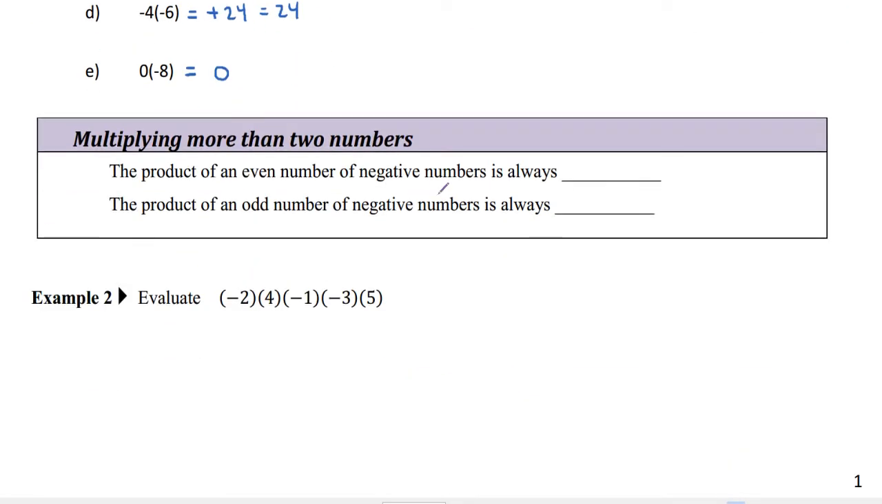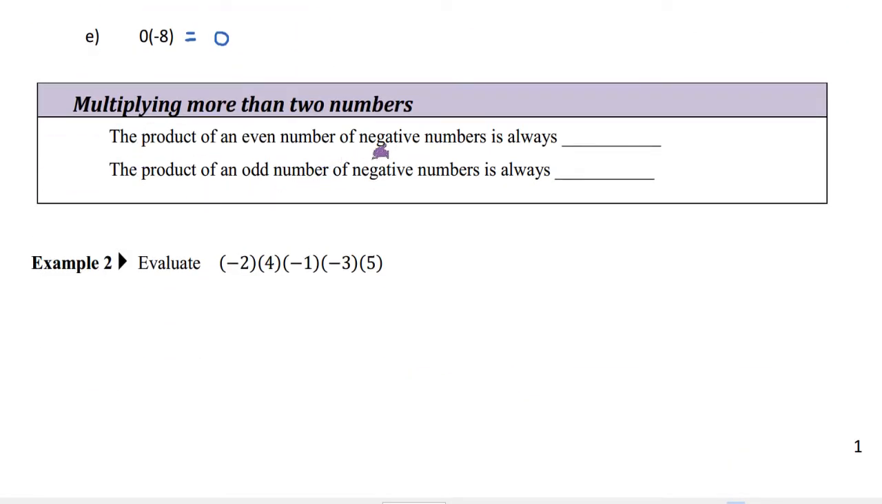More generally, if we continue this idea, the product of an even number of negative numbers, well, then that will be positive. So if you have an even number of negatives, that'll be positive, right? And if you have an odd number of negatives, well, then that'll be negative.